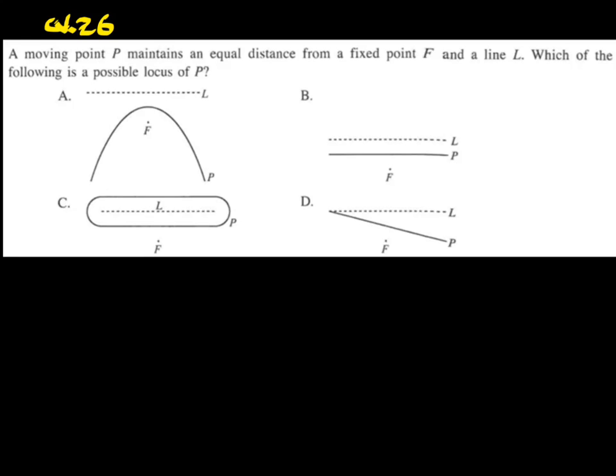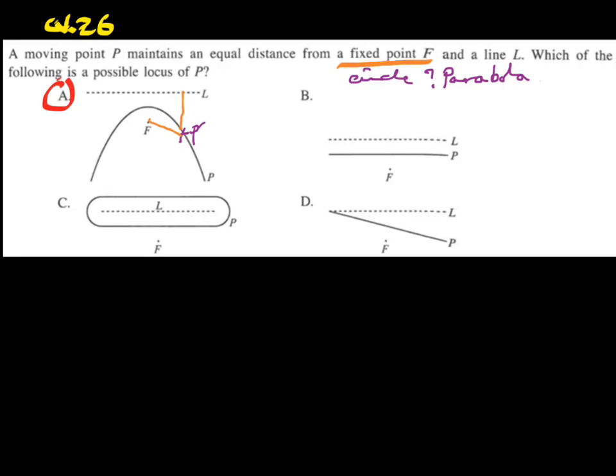Now in this question here, we talk about the locus of a fixed point and a line. So F is a fixed point, and the line L. The locus of that, when we have a fixed point, is normally a curve or a circle. So by looking at this, what we can do is eliminate some of the possible options. Since we see that being a curve, options B and D are unlikely.